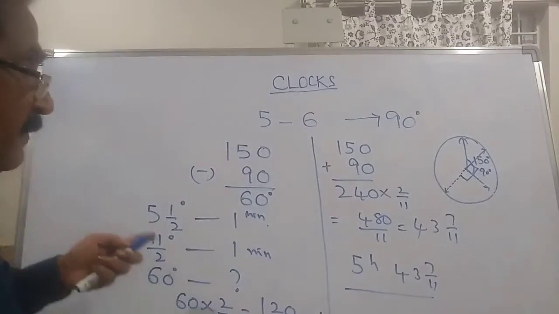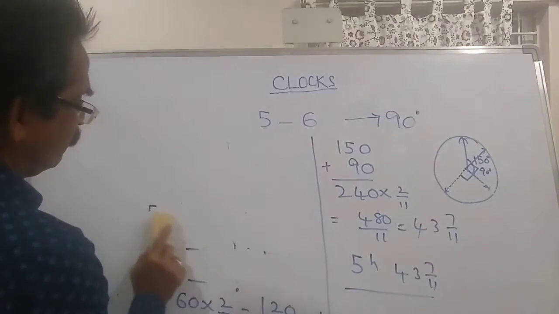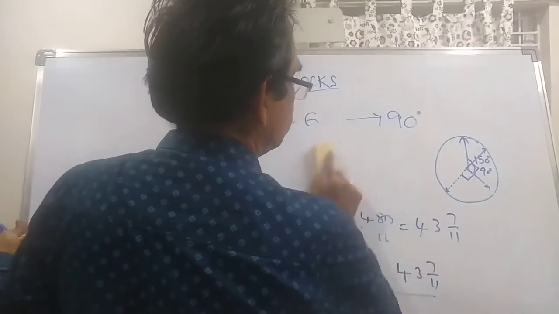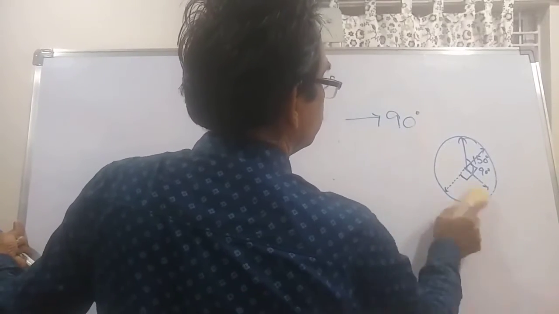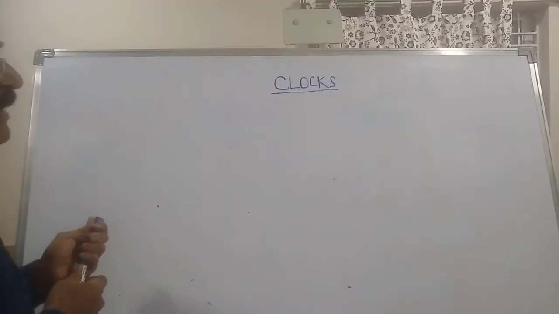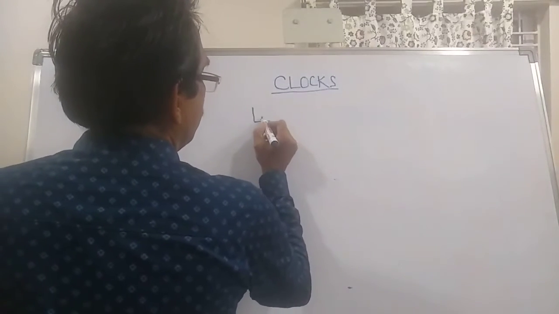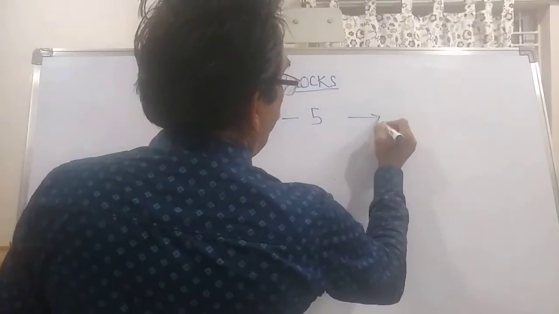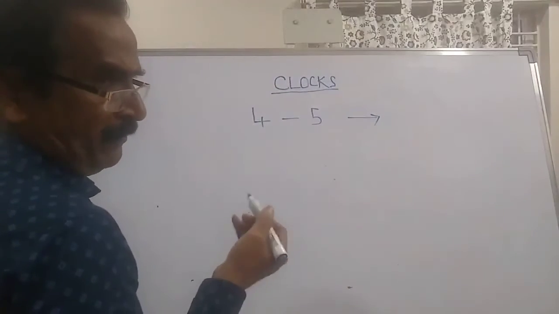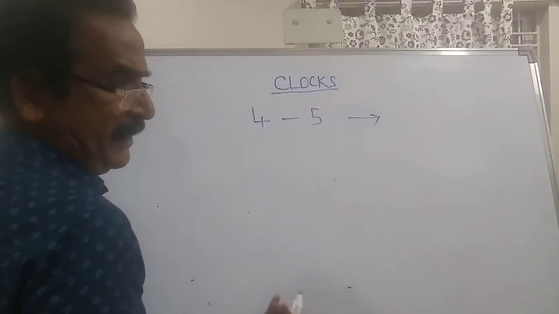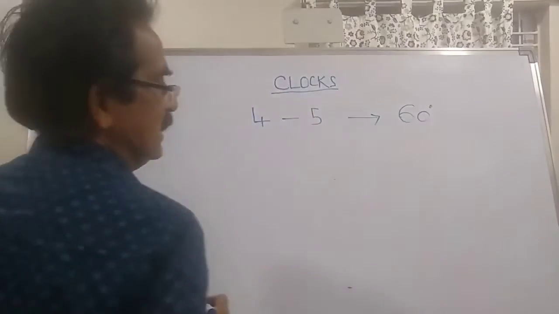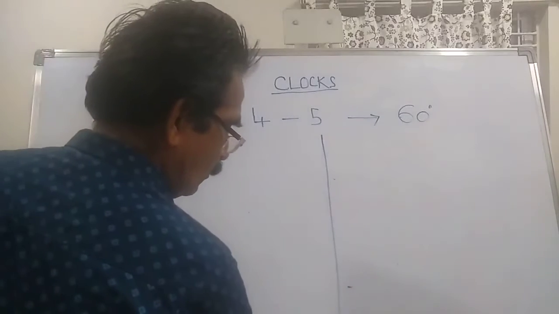Let us consider one more example. Between 4 and 5, at what time are the hands inclined? At what timings are the hands inclined at an angle of say 60 degrees? Now you want 60 degrees. For this, what do you have to do?